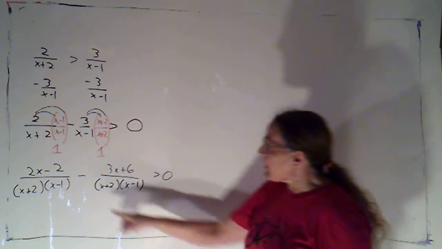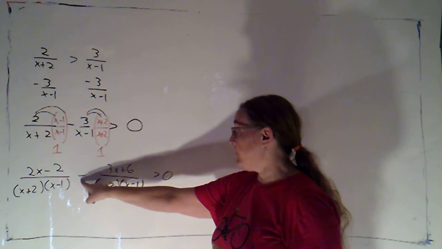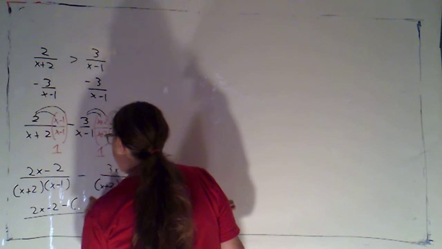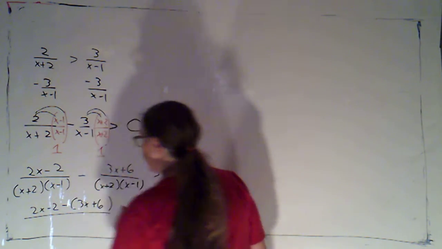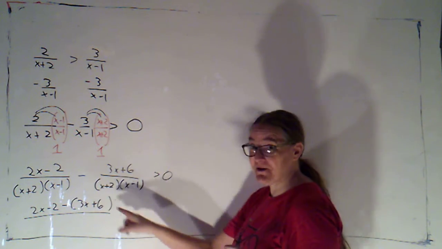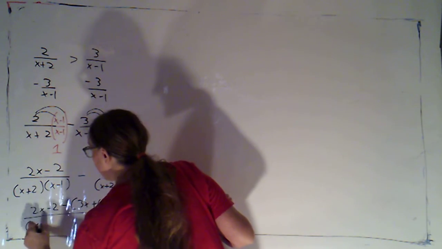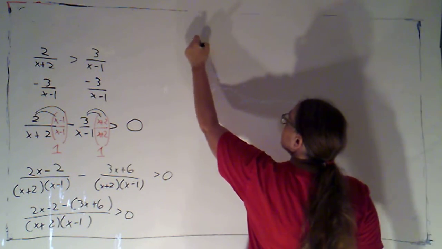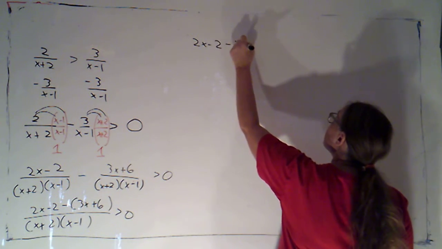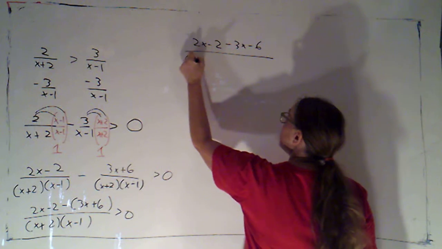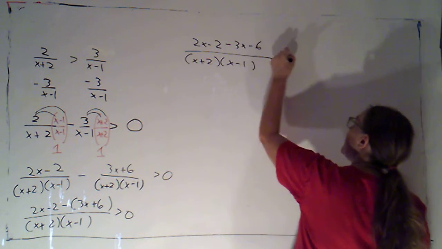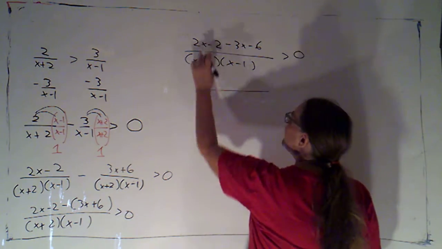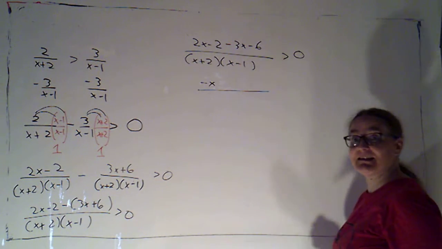Now, I do need to be very careful if it's a subtraction problem because I'm subtracting this whole thing. So on top, we're going to have 2x minus 2 minus the quantity 3x plus 6. I'm going to need to distribute that negative as well, over x plus 2 times x minus 1, bigger than 0. So, let's see, that's 2x minus 2 minus 3x minus 6 over x plus 2 times x minus 1, bigger than 0. Now I'm ready to combine like terms on the top. 2x minus 3x is going to give me a negative x.